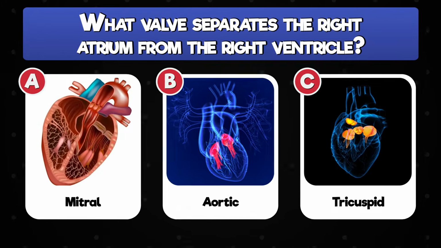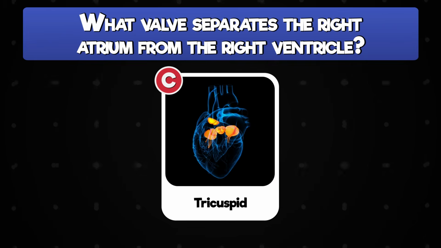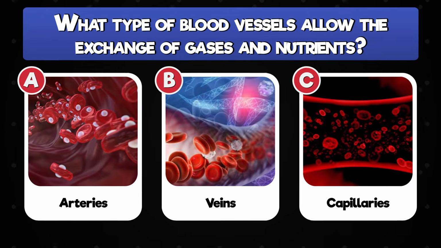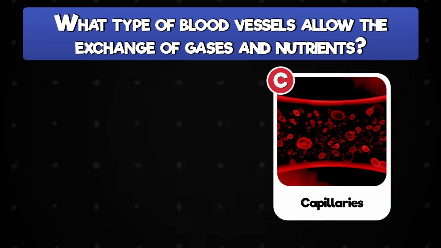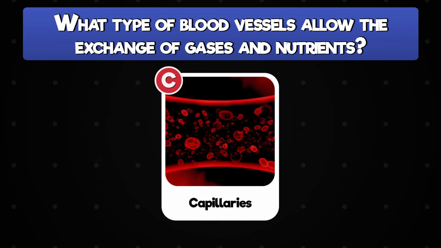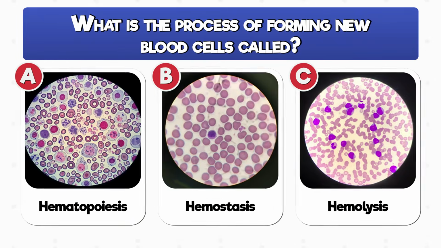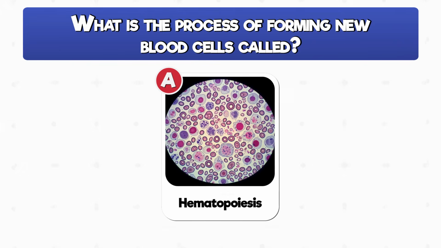What valve separates the right atrium from the right ventricle? The tricuspid valve. What type of blood vessels allow the exchange of gases and nutrients? The capillaries? What is the process of forming new blood cells called? Hematopoiesis.